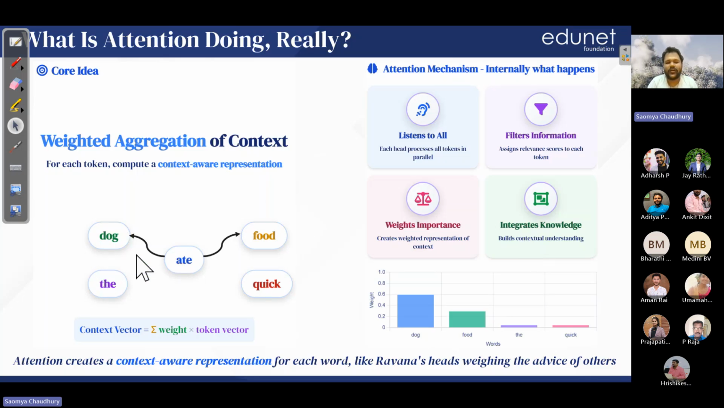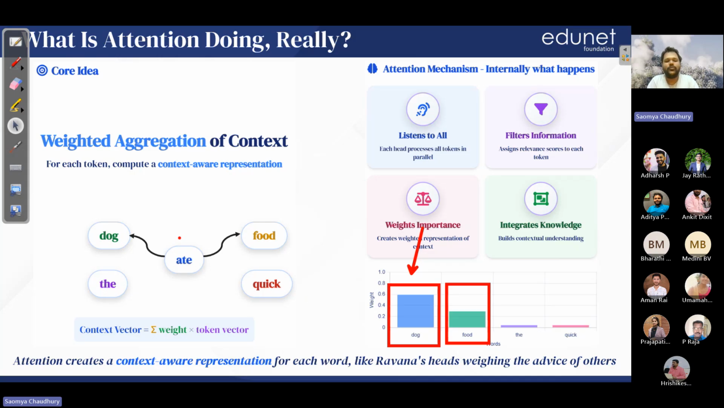You can see here, the dog ate food quick, or whatever. If there was a sentence like the dog ate the food quickly, whatever. In the context here, you can see the weights. This is a hypothetical scenario, it doesn't have to be exactly like that. The idea is you want to put more weightage on the nouns in this context, because these are the doers. The dog is the doer, and food is what he is eating.